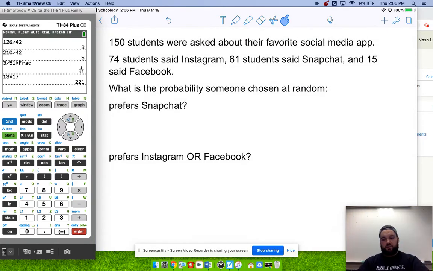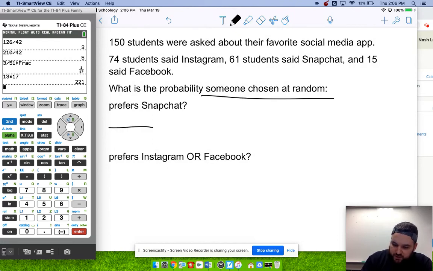150 students were asked about their favorite social media app. 74 students said Instagram, 61 said Snapchat, and 15 said Facebook. What is the probability someone chosen at random prefers Snapchat? From what we can tell, we're only picking one person, right? I'm only choosing one person at random.